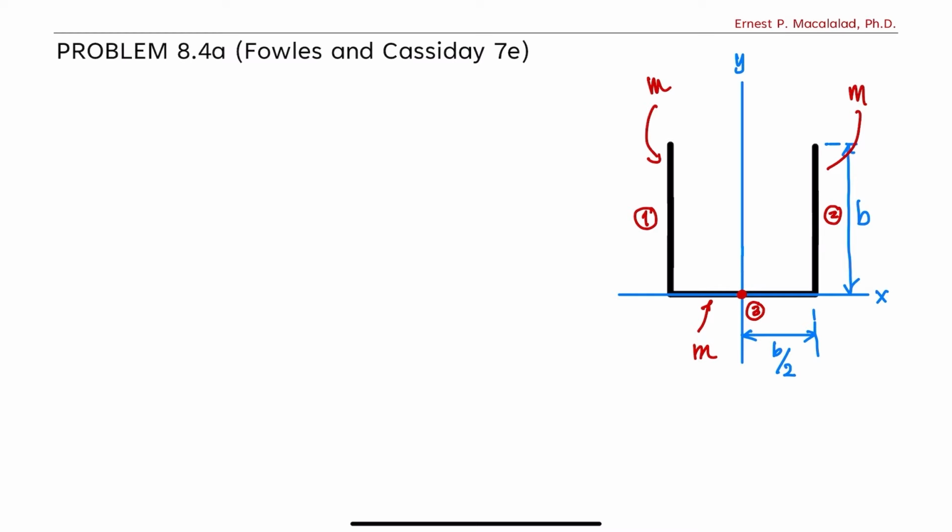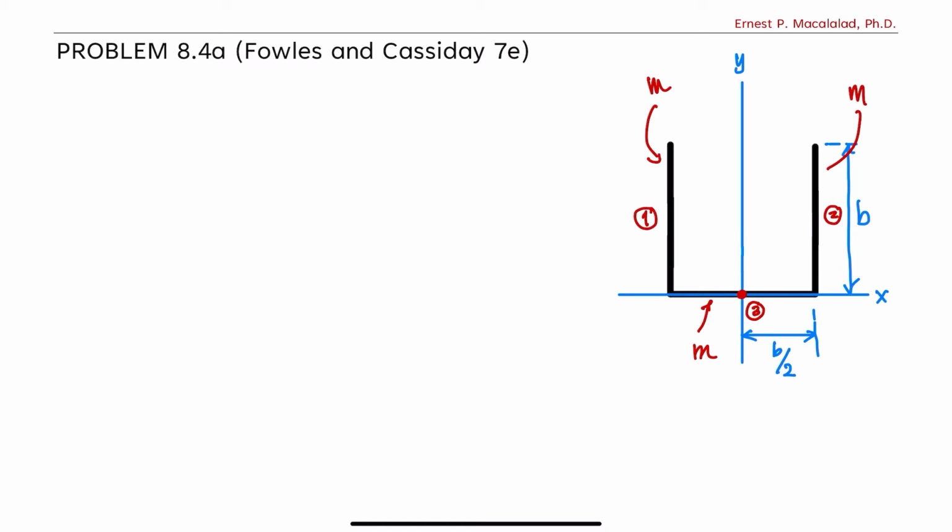So we already solved the center of mass of this object, but this time we're going to solve the moment of inertia of this object rotated about its symmetry axis. In this case, the symmetry axis of this object would be the y-axis. Here we can treat this object as a composite of three thin rods: rod number 1, rod number 2, and rod number 3. And each segment has mass m.